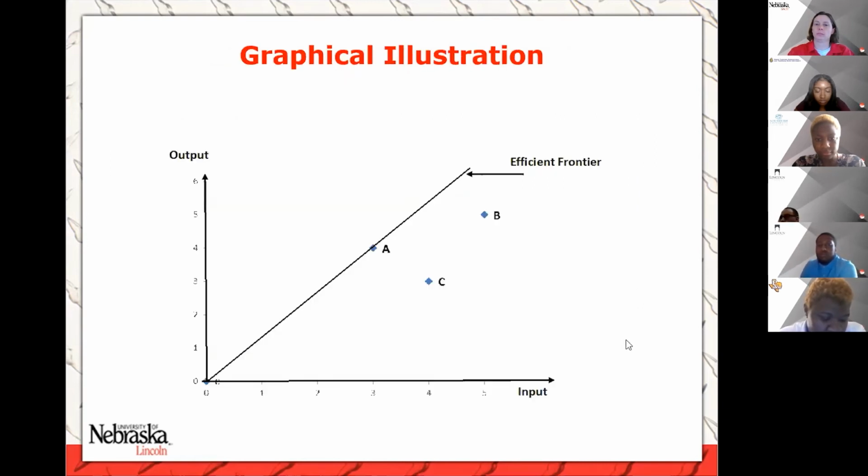So let's look at the graphical illustration. Here are the companies. A is on the efficiency frontier. That's why it's 100%. Company C is below the efficiency frontier. That's why it's less than 100. And same for B. B is below the efficiency frontier. That's why it's not efficient.